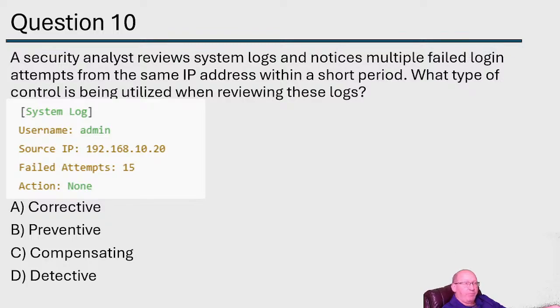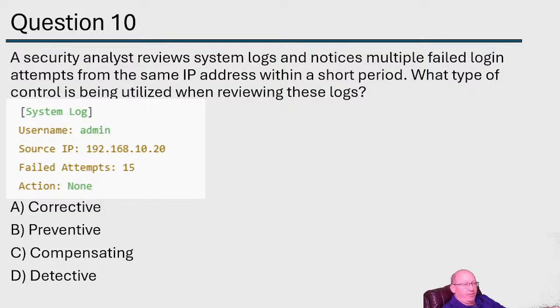Let's start with A, corrective control. I think we can all agree it's not a corrective control, right? We can see that nothing happened that required us to do something else. We don't see an incident occur and then a response to it. We're seeing a log. We're seeing the failed login attempts, but we don't see an answer for that, so it cannot be a corrective control.